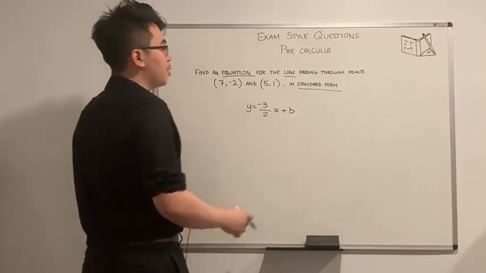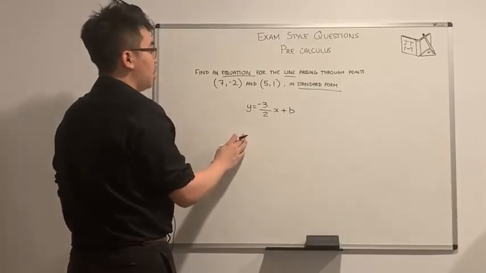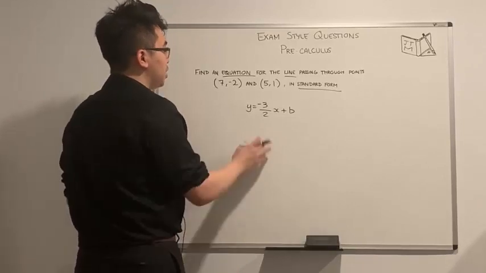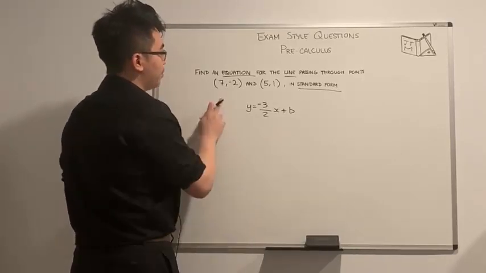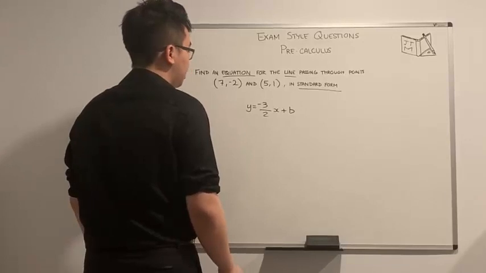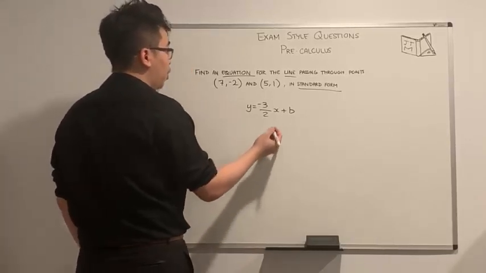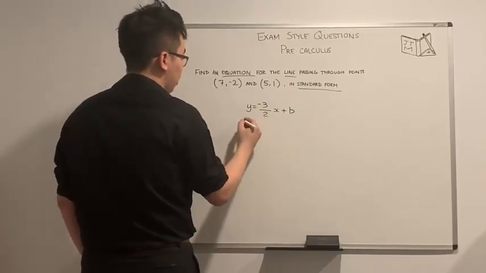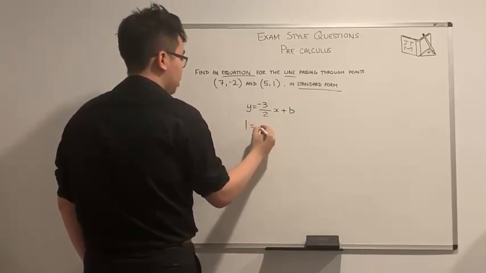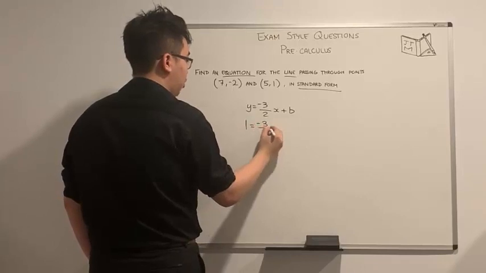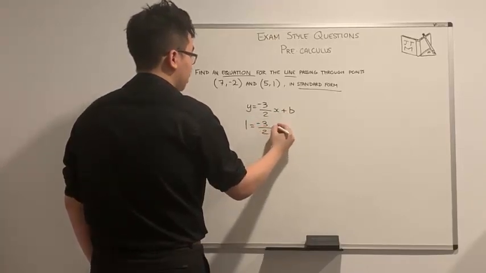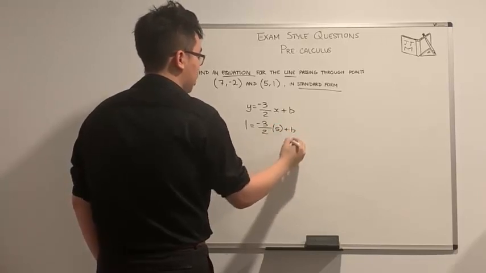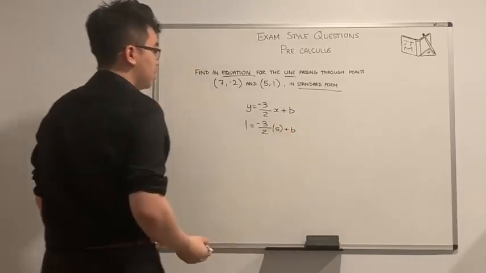The easiest way to find what plus b is would be to substitute points of y and x that we know into this equation. Now we have 2 points to choose from, fortunately, so let's go ahead and pick one of them. I'm going to pick the (5, 1). So our y is going to be 1 in this case, and we keep everything else the same. The x here is going to be 5. And we do not know plus b. It is the variable that we're trying to find.